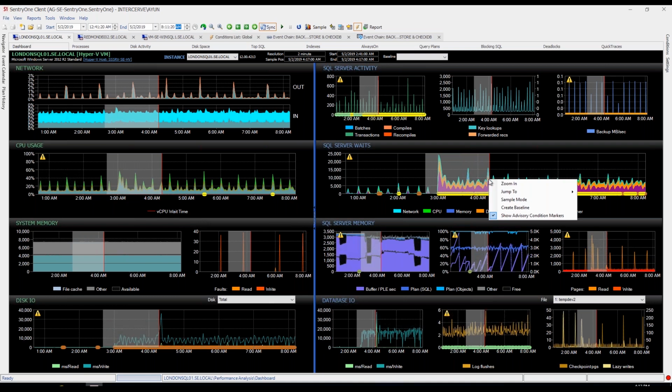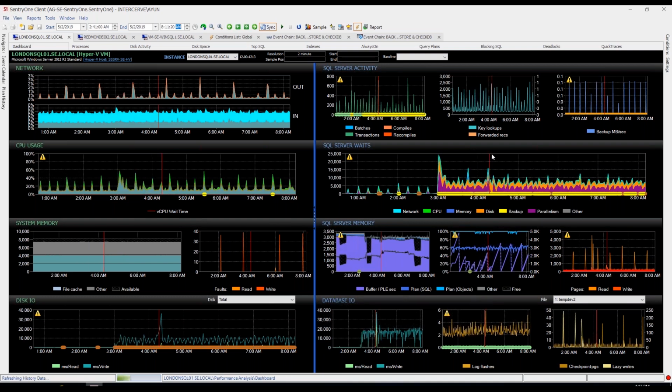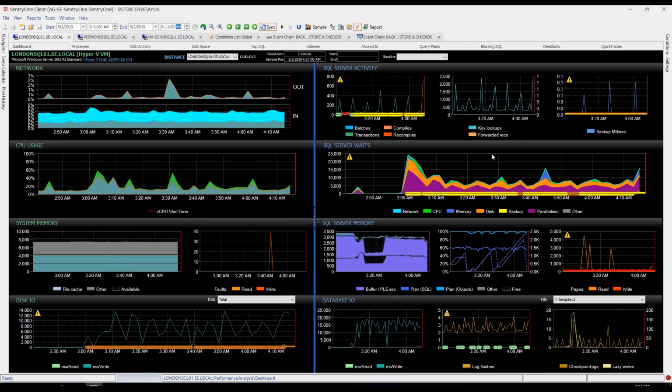Right now we're looking at this wider 8-hour period of time, but I'm just going to highlight this period of time, right-click, and zoom on in. And now I'm refocusing the dashboard into this smaller period of time that's of interest to me. So now I can dive in even deeper. So now I can take a look around the dashboard and see interesting things about what's going on.